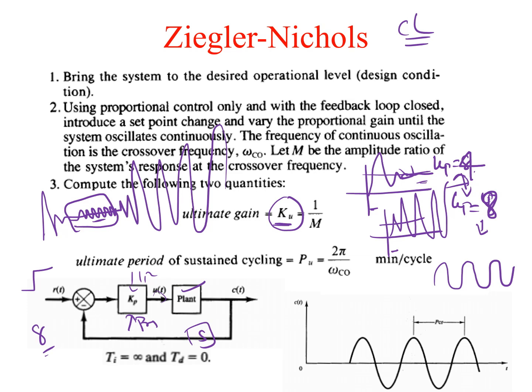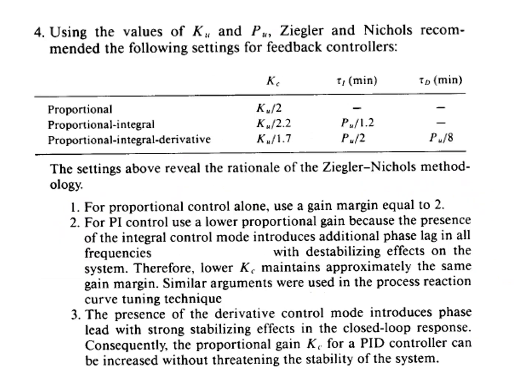So how do I get that ultimate period? I have to take the sustained oscillation peak to peak duration. So this duration is Pu. Okay. So once again I'll repeat, in the Ziegler-Nichols closed loop test, we have to conduct a closed loop test to derive these values Ku and Pu.